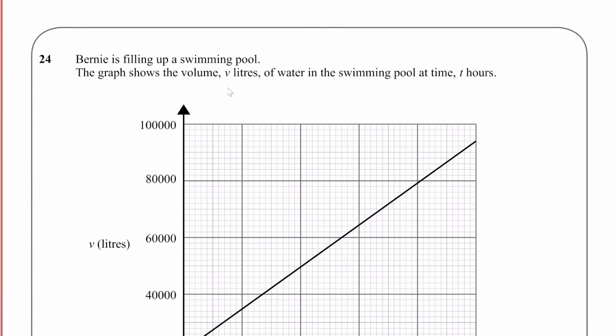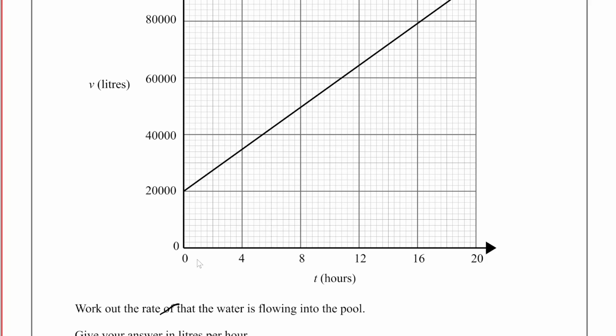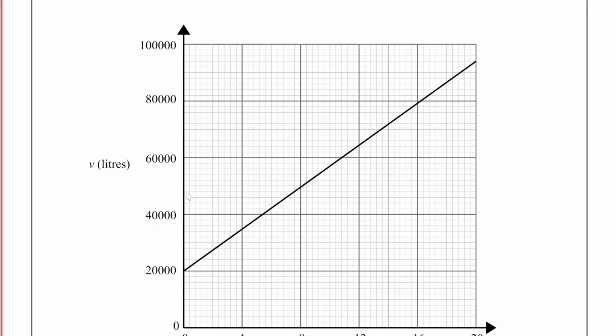Bernie is filling up a swimming pool. The graph shows the volume, V litres, of water in the swimming pool at time t hours. Work out the rate that the water is flowing into the pool. Give your answer in litres per hour. So how many litres are going in per hour? So that is a question asking us for the gradient. So how many litres go in per hour?